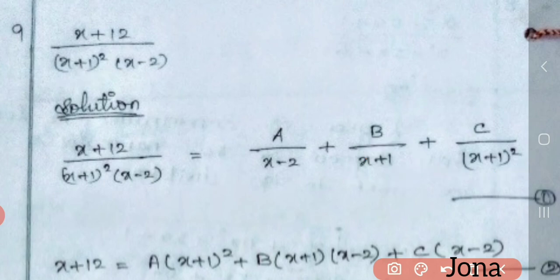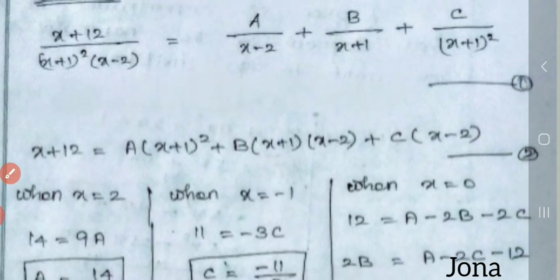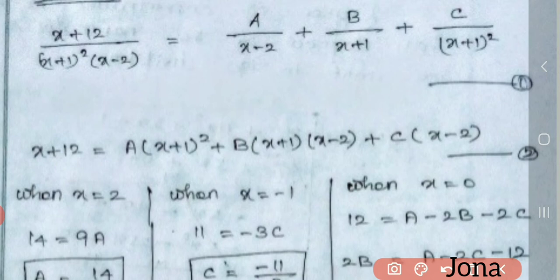Let me continue the problem there. And then I want to take the LCM as usual. So how to take this LCM there? The LCM for the right hand side, the denominator is x minus 2 into x plus 1 the whole square, because that is the highest part. So I want to take these two as the LCM. So the left hand side, and then we have to cross multiply also, isn't it?